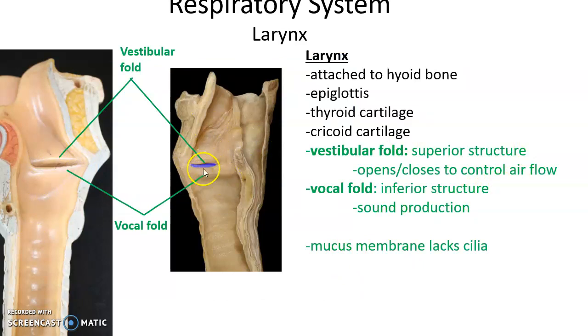Within the larynx, if we do a mid-sagittal section of the larynx, we can see that it has these two little folds on its lateral walls. The superior fold is known as the vestibular folds, and the vestibular folds can open and close, controlling airflow through the larynx. The inferior fold is the vocal fold. The vocal fold is the structure that produces sound. And so we have a pair of vocal folds and a pair of vestibular folds. And while there is a mucous membrane lining the inside of the larynx, there is no cilia.